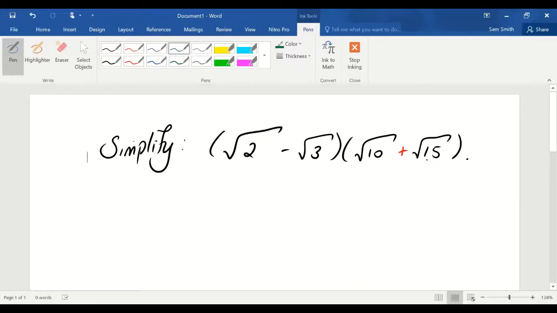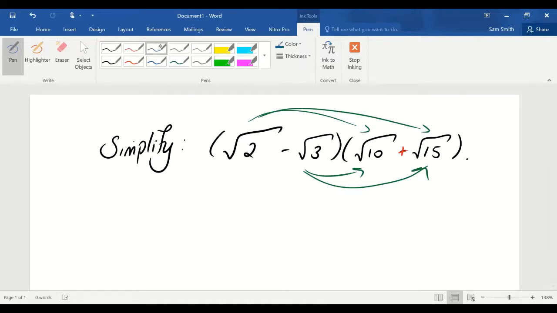I'm going to start this by distributing, or as some say, FOILing. And I'm going to try and do this very, very slowly. Take my time writing out all of these steps with the neatest handwriting I can muster. I'm going to write down the square root of 2 times the square root of 10. That's the first product. Then square root of 2, square root of 15, both positive.